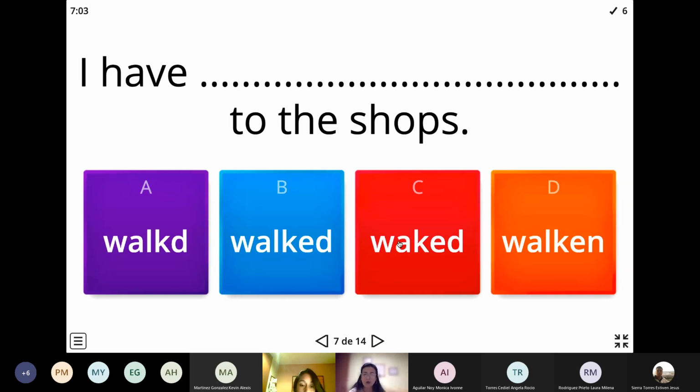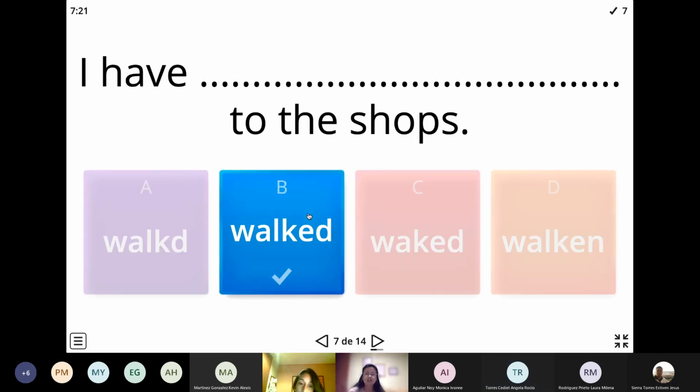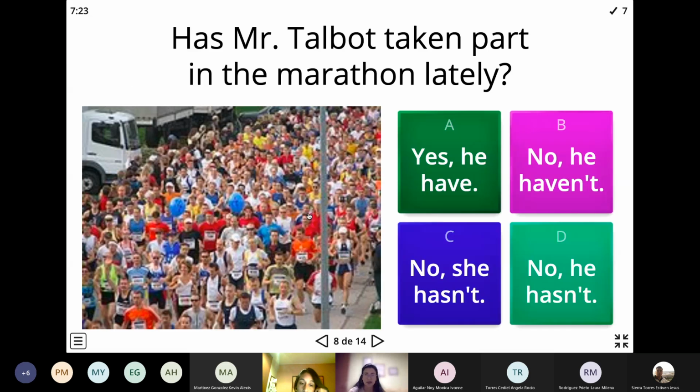The spelling. What is the appropriate spelling? A, B, C. B, teacher. Can you read it, please? I had walked to the shop. Walked. Remember how you pronounce it? Walked. Very good. Continue. Next one.